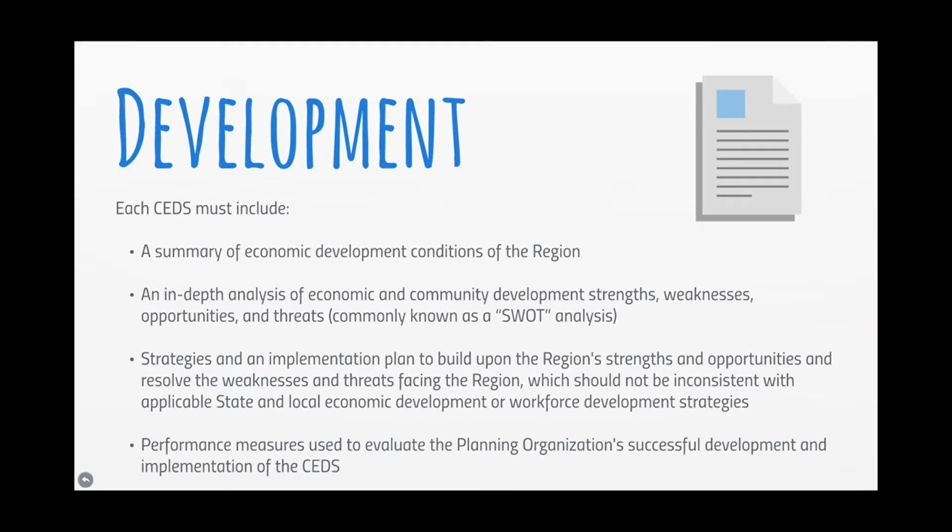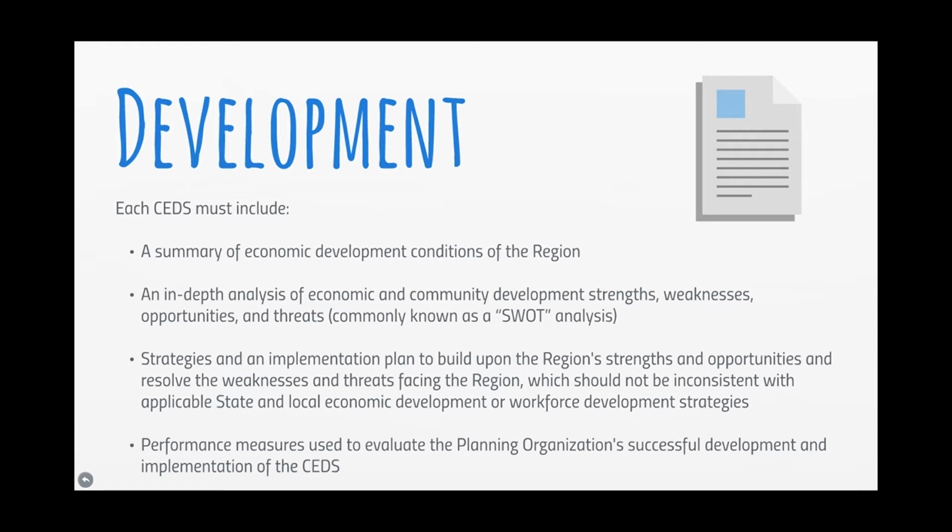Thanks, Josh. And to reinforce what has been said in Module 1 at the beginning of this module, the CEDS must be the result of a continuing economic development planning process that is developed with broad-based and diverse public and private sector participation. That participation should be consistent with Section 302 of the Public Works and Economic Development Act. And each CEDS must promote regional resiliency, and it must be unique and responsive to the region it represents.